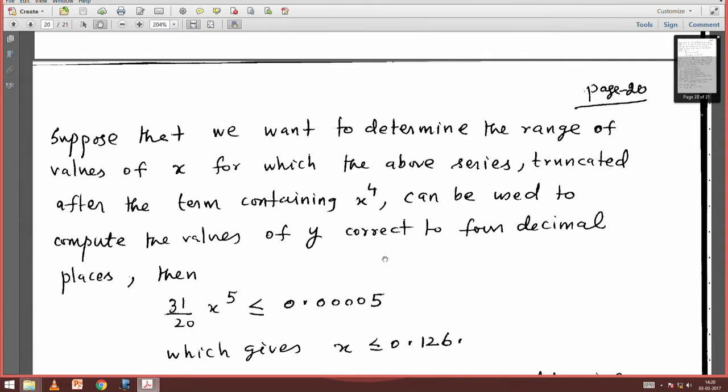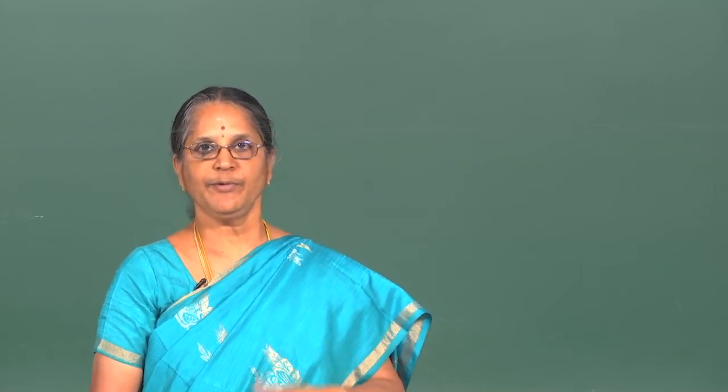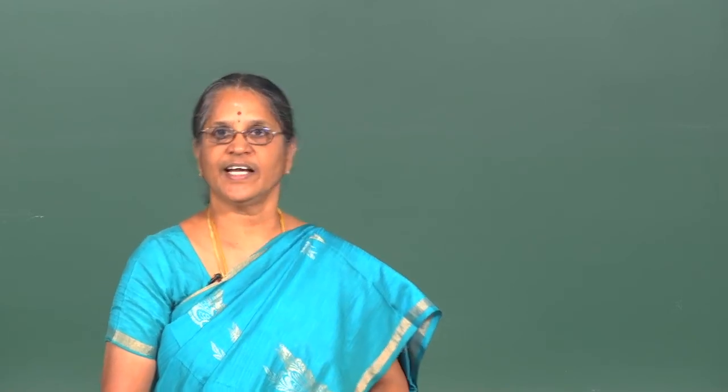So, what is the neglected term? The neglected term is the term containing x to the power of 5, because the terms up to x to the power of 4 have been taken and the solutions have been obtained at 0.1, and we have been able to satisfy our requirement that it satisfies the desired accuracy. Namely, we have been able to get solution correct to 4 decimal places.